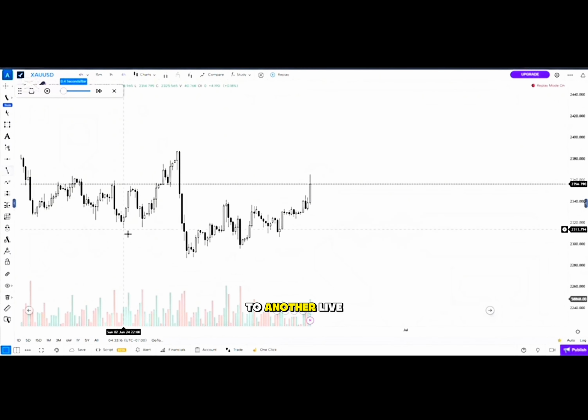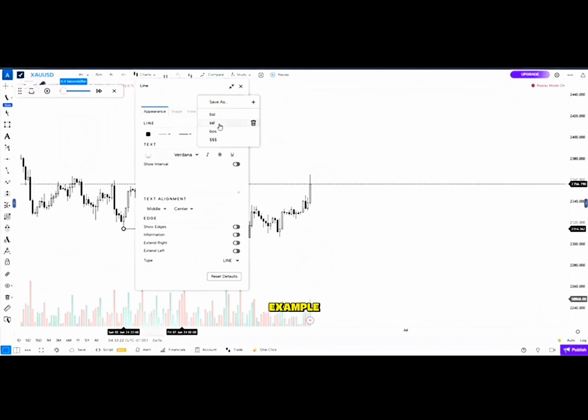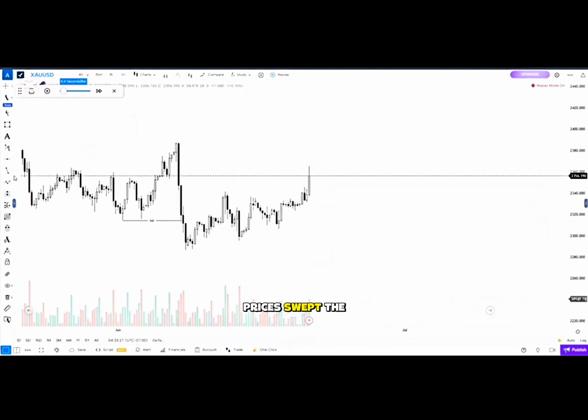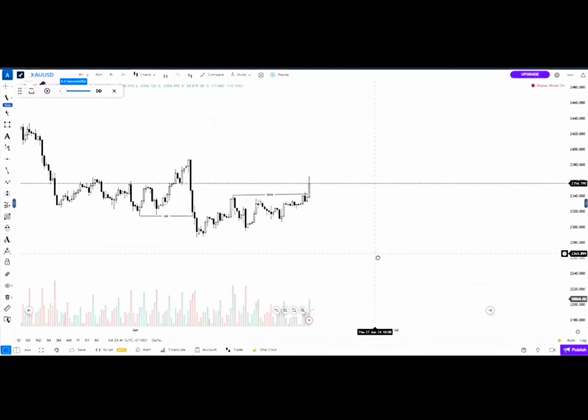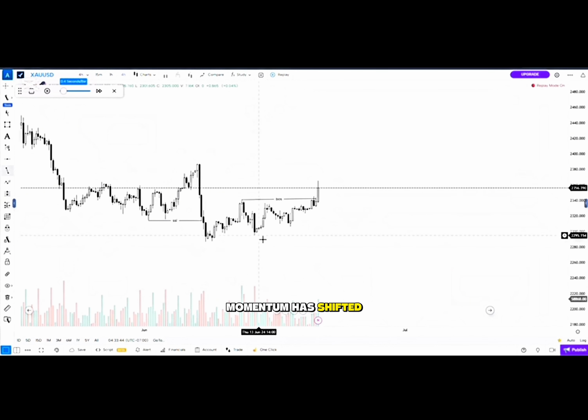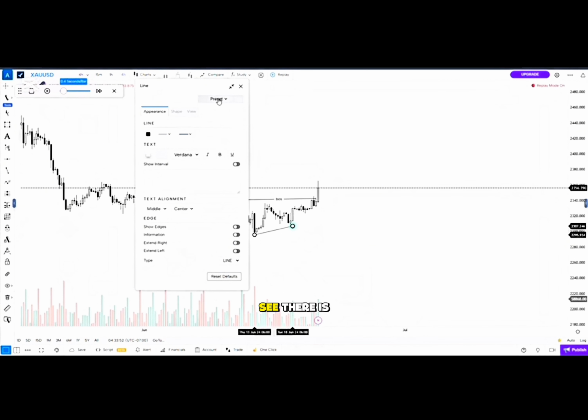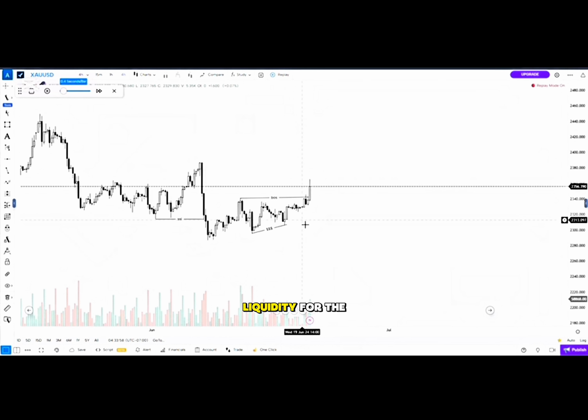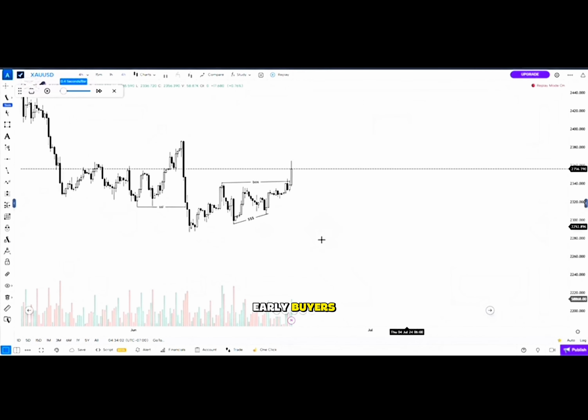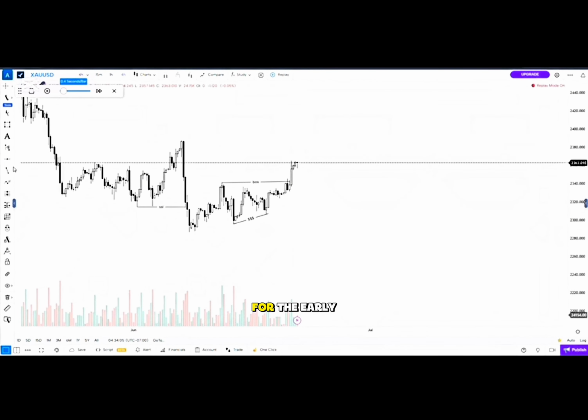So let's jump to another live chart example of gold. In this example, you can see prices swept the sell-side liquidity towards the downside, and after that, prices did a break of structure towards the upside, telling us the momentum has shifted from downside towards the upside. As you can see, there is a trendline liquidity for the early buyers, and this is the SMC trap for the early buyers.